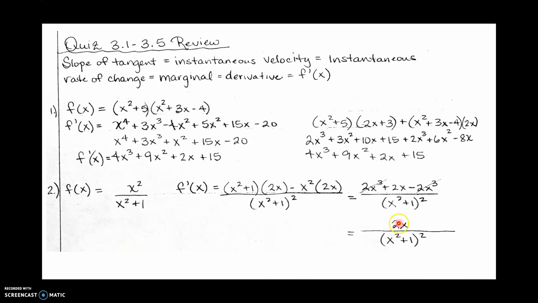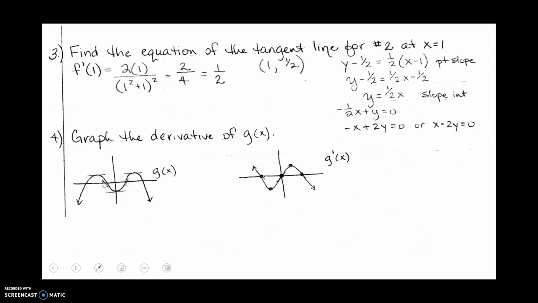So that would give me 2 times 1 in the top, and 1 squared plus 1, or 2 squared in the bottom. So that's where we're getting the 2 times 1 in the top, and the 1 plus 1, or 2 squared in the bottom. So our slope is 1/2. So now we have a point and a slope.